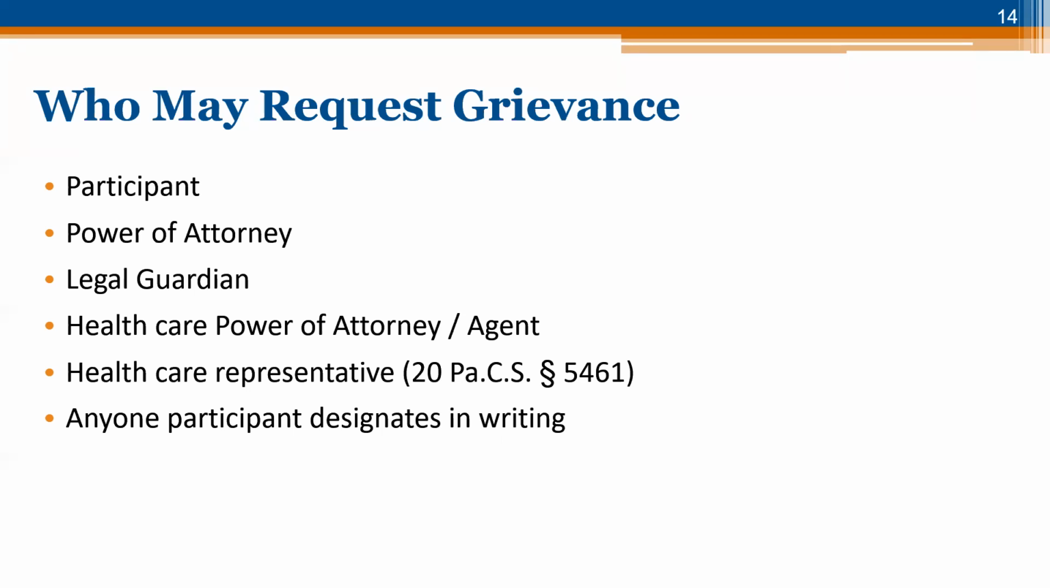So the people who can appeal are the participant, their power of attorney, their legal guardian, so this could be a parent or a court-appointed legal guardian, a healthcare power of attorney or agent, or a healthcare representative. And those two, healthcare power of attorney and healthcare representative, usually only have the power to appeal when somebody's doctor has said they don't have capacity for healthcare decision-making. And then anyone that the participant designates in writing. And the appeal form has a place where that can be designated.